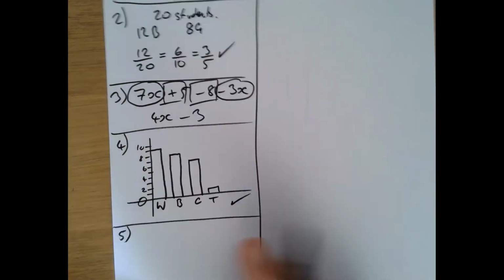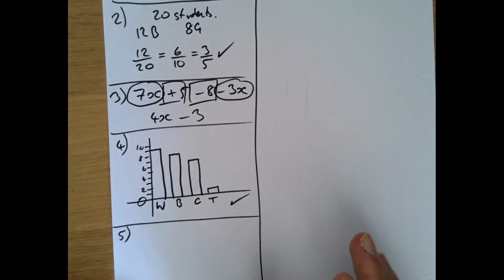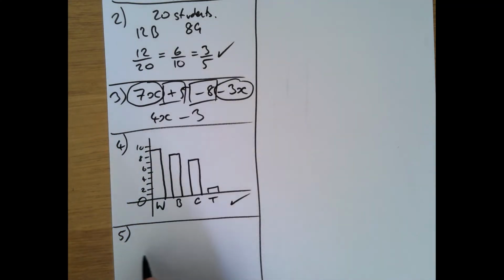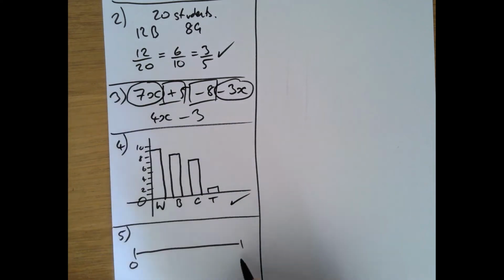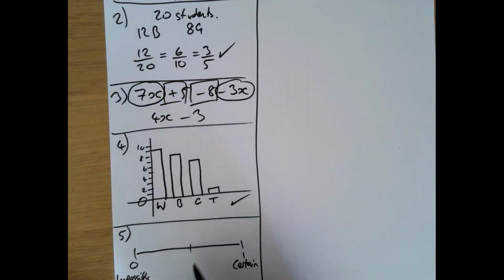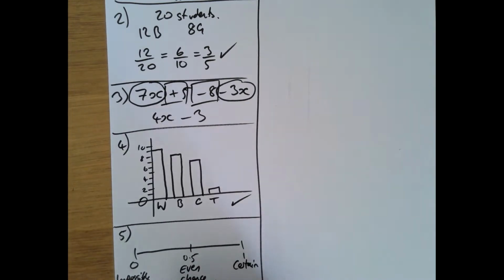Number 5. Here are the events for an ordinary fair dice. Roll an odd number as A, roll a number greater than 6, and so on. Draw and label arrows to show the probabilities of events B and C. With probability, it must be between 0 and 1. 1 is certain, has to happen, and 0 is impossible. If you flip a coin, heads and tails, that's going to be 0.5, or what we call even chance. On a normal dice, we've got 1, 2, 3, 4, 5 or 6. A is there, so we just need to put B and C onto the diagram.